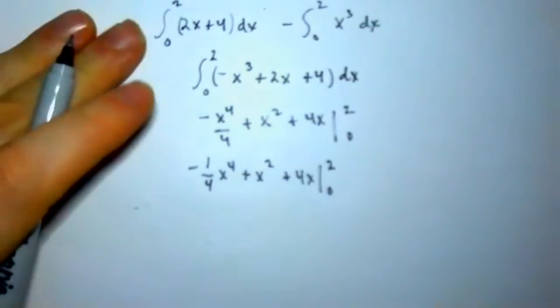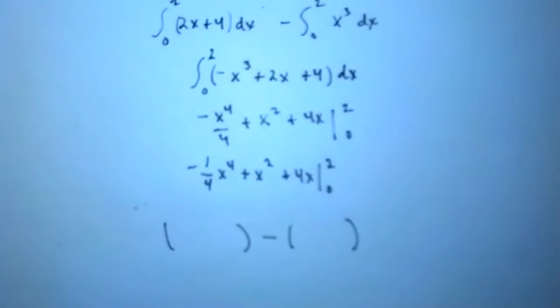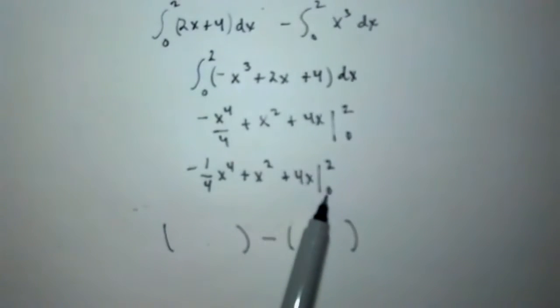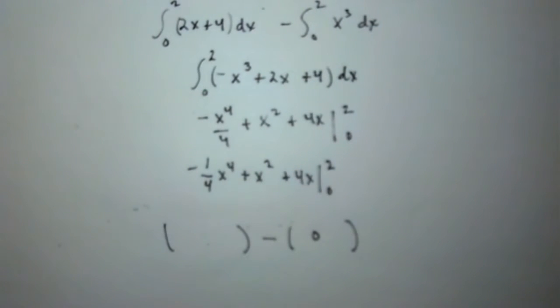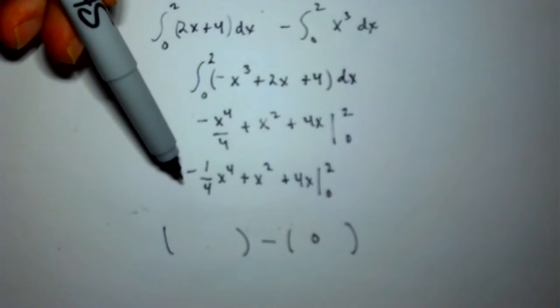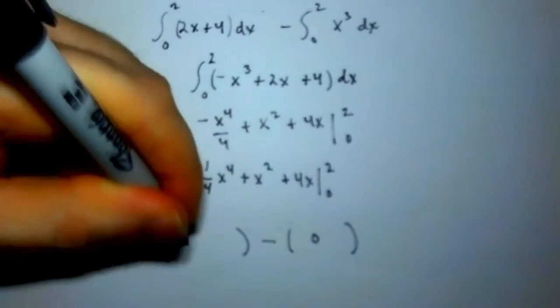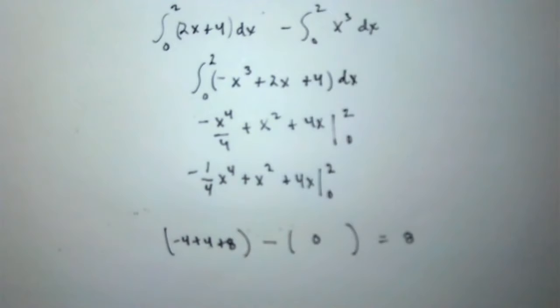It's going to be plug in the top minus plug in the bottom. When it's zero, I always take a glance real quick and go, okay, that's zero, that's zero, that's zero. So we can quickly say that's all zero. If we put two in, what are we going to get? Two to the fourth is 16. Take that times negative 1 fourth, that's negative four, plus two squared is four, plus eight. So those are going to cancel and give you an eight. I'm coming up with eight for a final answer. Do we agree, disagree, any confusion?